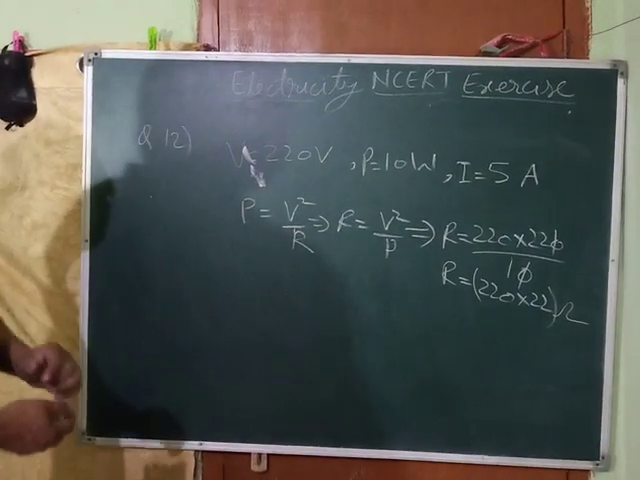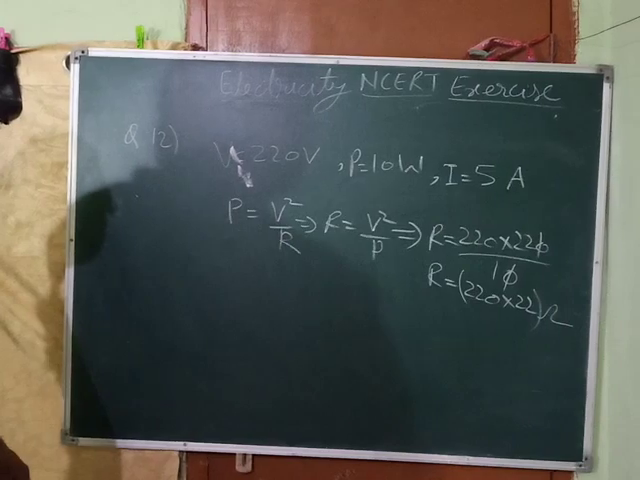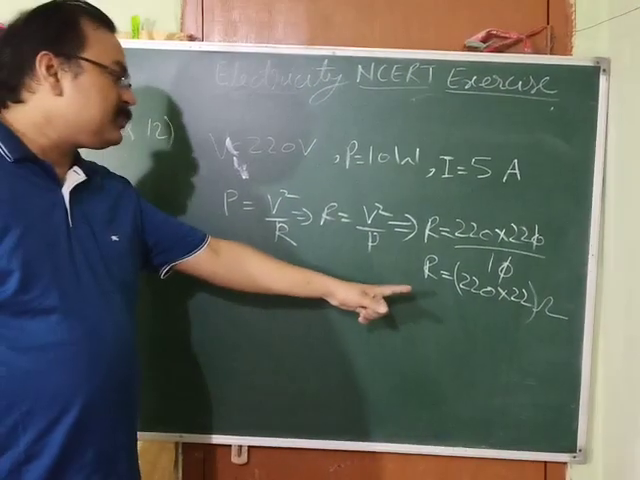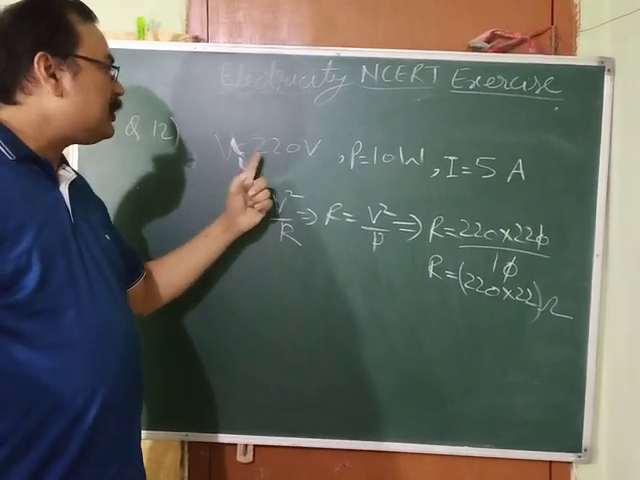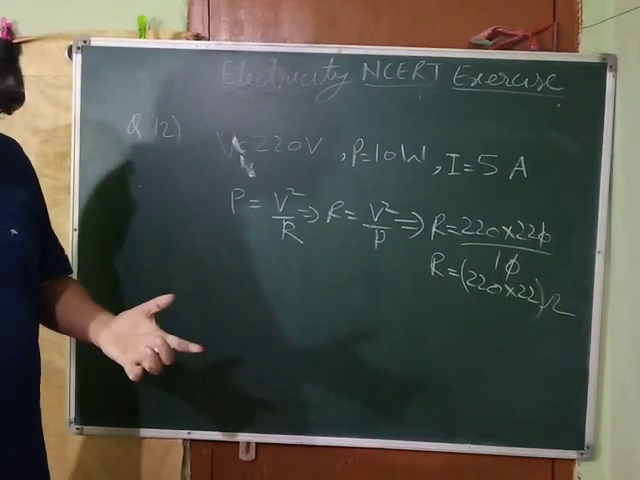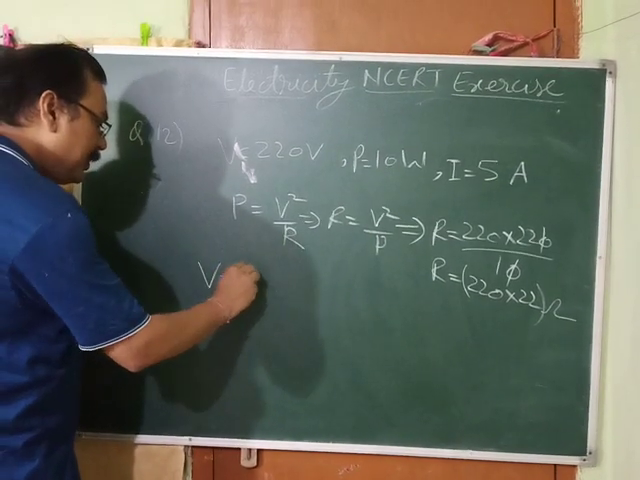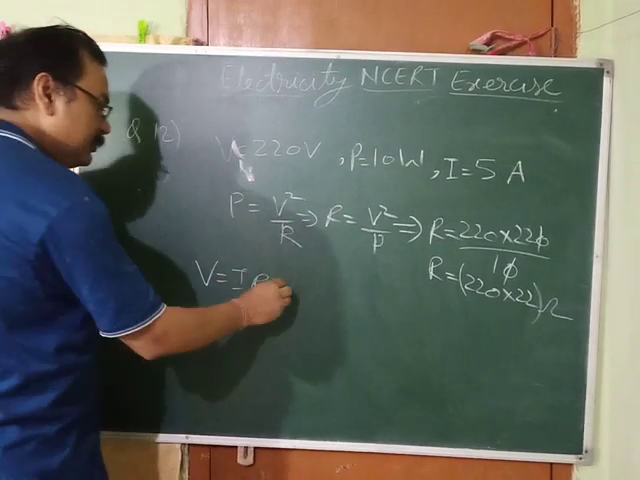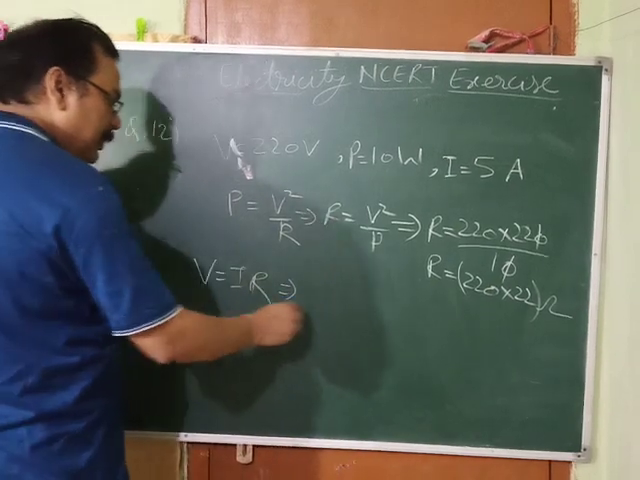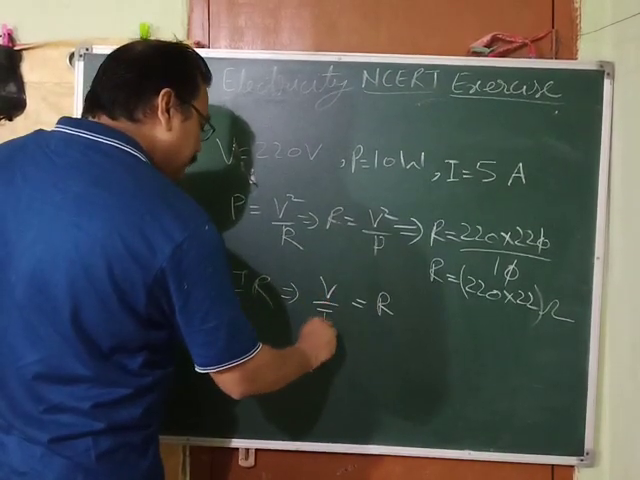Now when we are going to connect in parallel, now this is the resistance of one. Now what will happen? What is the potential difference? 220 volt, current is 5 ampere. What should be the total resistance in the circuit? That we can find out. So what we know, V is equal to IR. So from here we can get R is equal to V by I.